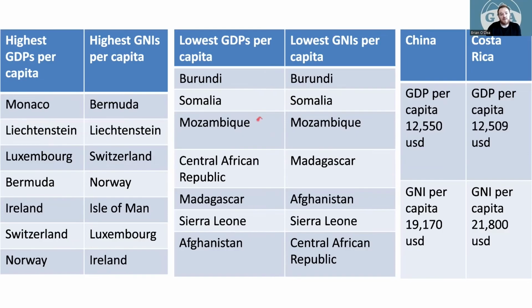But it's when we get into some of the countries between the lowest and the highest that we start to see some significant differences. For example, China and Costa Rica, with GDP per capita, we see that they're around 12,500. So they're pretty even there. But if we look at the GNI per capita, we can see that they actually are quite different. So in GDP per capita on the world average, they pretty much appear next to each other, but they're actually quite a distance apart when it comes to GNI per capita.